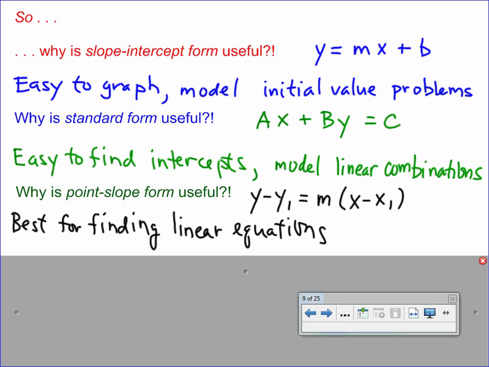Best for finding the linear equations if we're not given the initial condition or not given the start value.